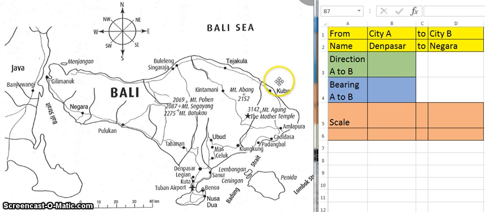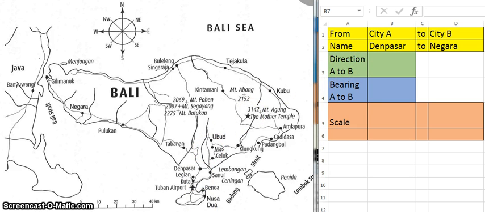We have a map to assist us with this work. This map has a compass rose here to give us an orientation for north, and it also has a scale down here to help us work out what the actual distance would be on the ground. So our first job is to have a look at the direction between these two places.